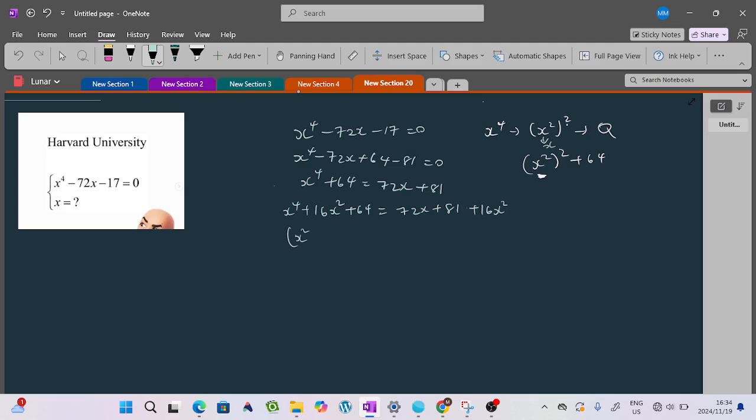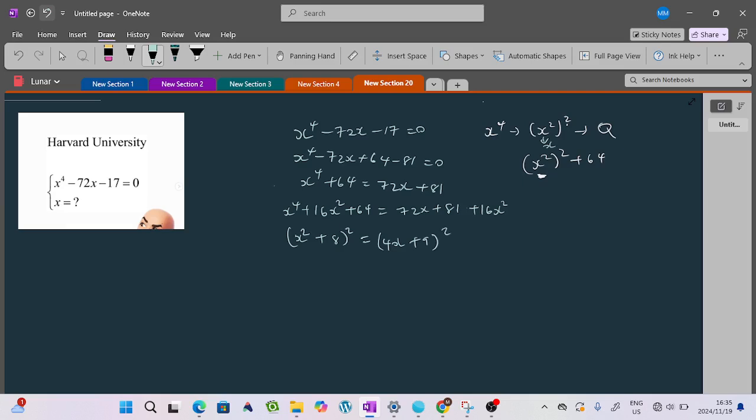Then this thing can be written as x squared, then you need to take the square root of the constant term, which is 64. The square root of 64 is 8, so it's x squared plus 8 all squared is equal to 72x plus 81 plus 16x squared. This can be written as, take the square root of 16x squared. The square root of 16 will give you 4. The square root of x squared will give you x. Then you take the square root of the constant term, the square root of 81 is positive 9.